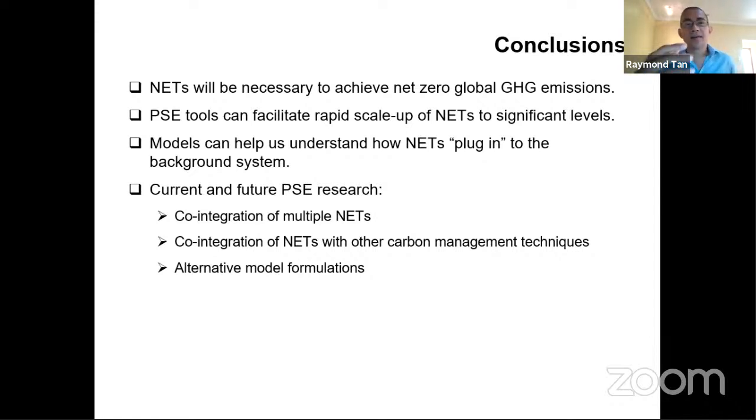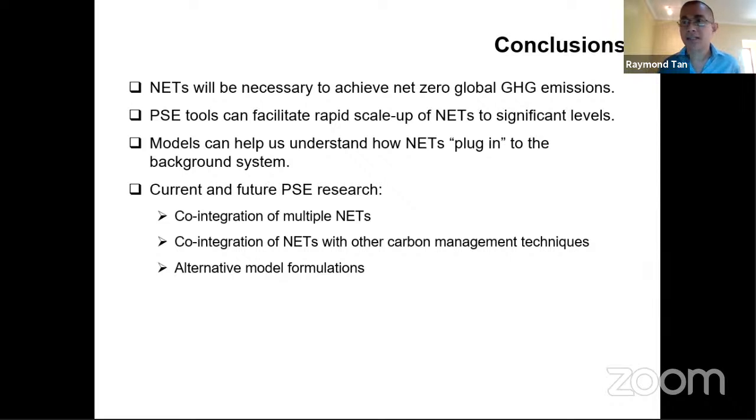Certainly, modeling frameworks that enable you to scale up these techniques rapidly will be part of the solution. And it's especially important to see how new techniques and new technologies and new industries would plug into a pre-existing background system. If you don't do this with models, you may end up with unintended consequences and adverse side effects. And as a result, that leads to various research opportunities.